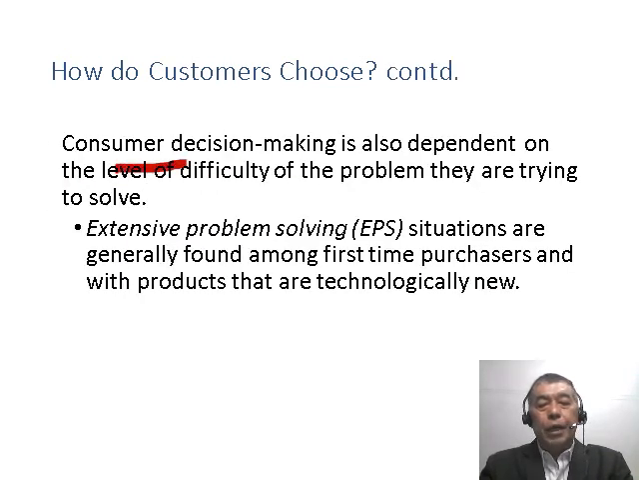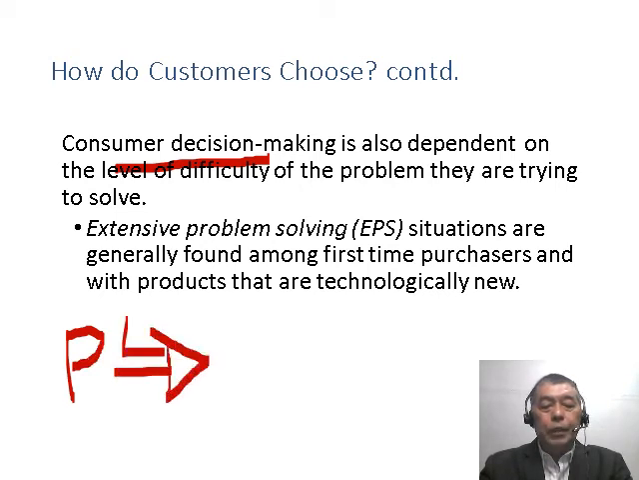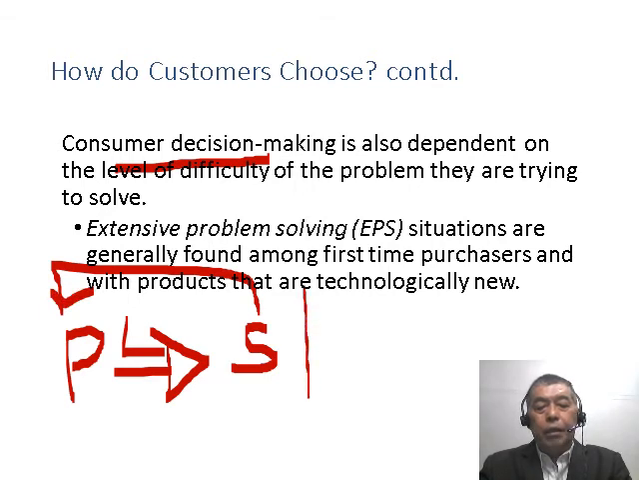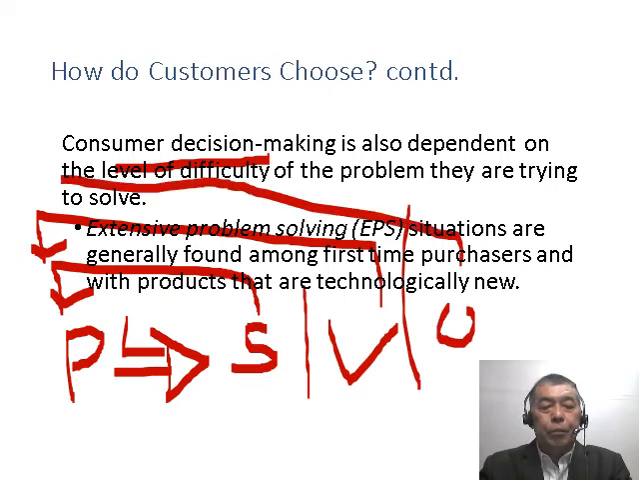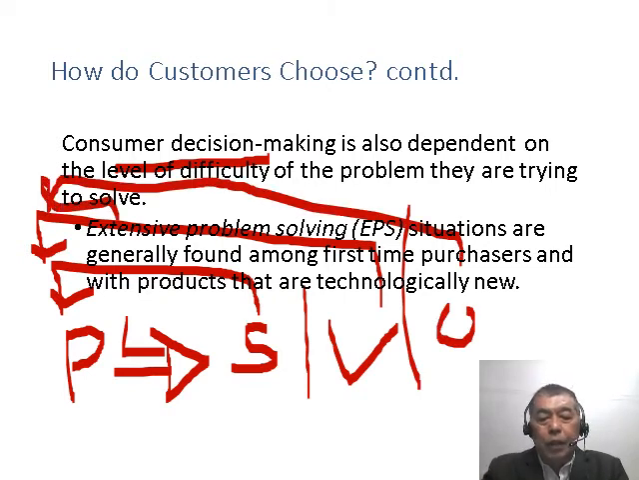Consumer decision making, as discussed, is also dependent on the level of difficulty of the problem they are trying to solve. What I call your product, the objective to the customer, is that it provides a solution to the problem of the consumer, and it has a value they want to purchase from your product. Okay, and there is an opportunity for them to patronize your product.